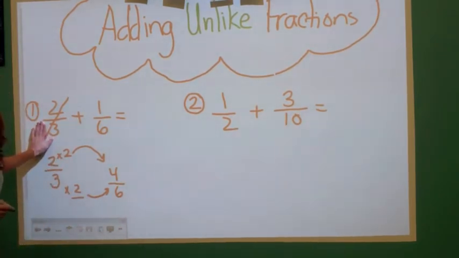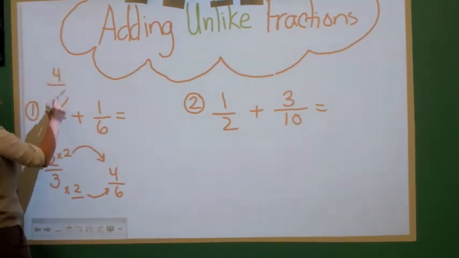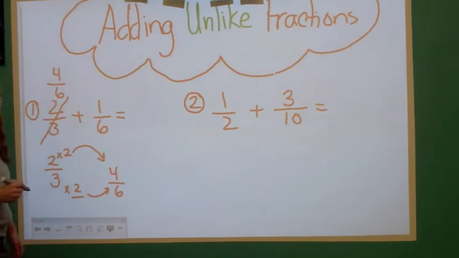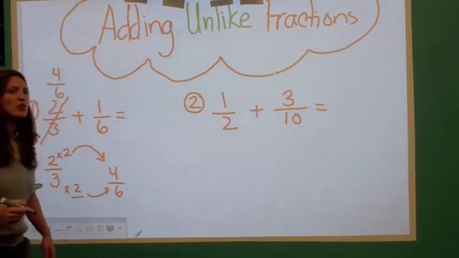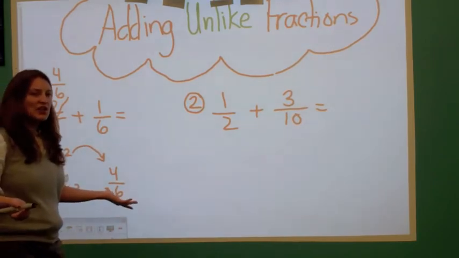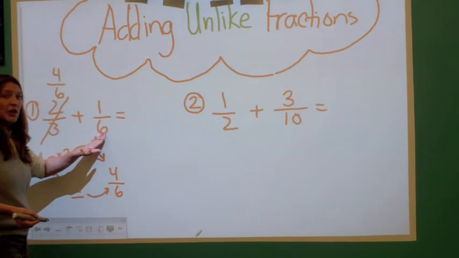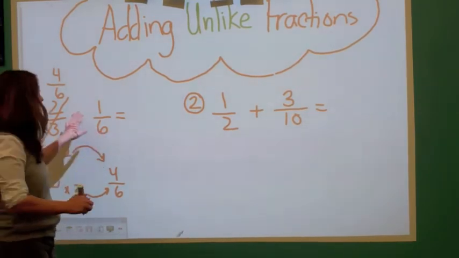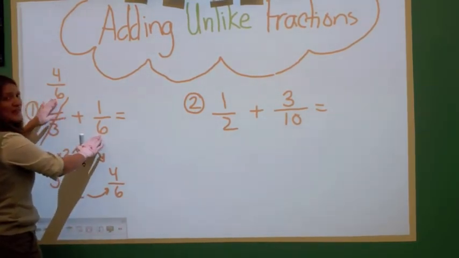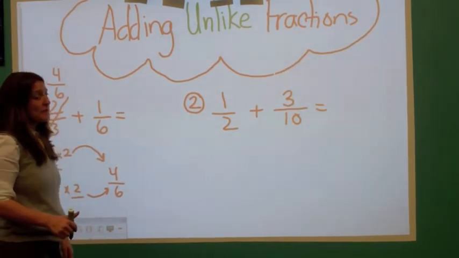And all I'm going to do is put one line, kind of a diagonal line, through the fraction that I changed, and I'm going to write the new fraction, the equivalent fraction, up above. And the equivalent fraction is equal to the fraction that I have. So the only way that I changed it was I made it have the same denominator as the other fraction to make them like fractions. Because remember, we can't add unlike fractions.